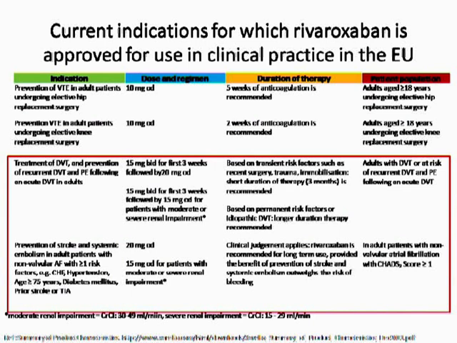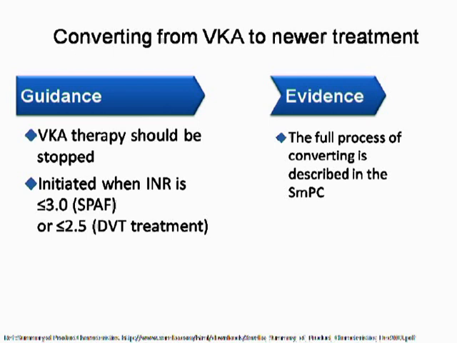Just to go through the dosing, for venous thrombosis protection, replacement surgery, 10 milligrams, knee surgery, 10 milligrams, and for treatment of DVT and recurrent DVTs and atrial fibrillation, here 15 milligrams for 3 weeks, then followed by 20 milligrams. And for atrial fibrillation, 20 milligrams with dose reduction in renal impairment. Just to note, this has not been registered yet in South Africa for treatment, although in the EMA and FDA this has been registered.